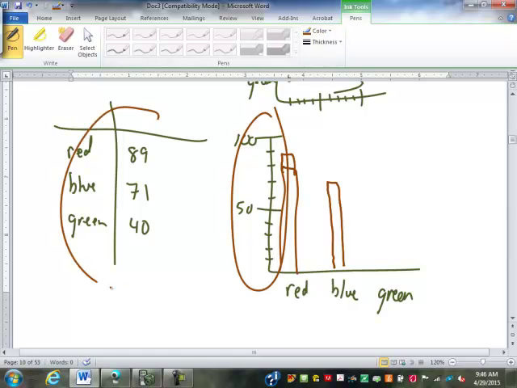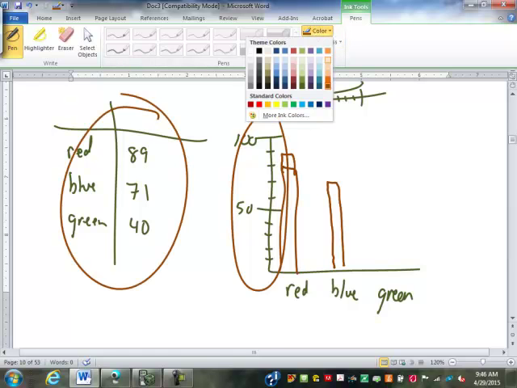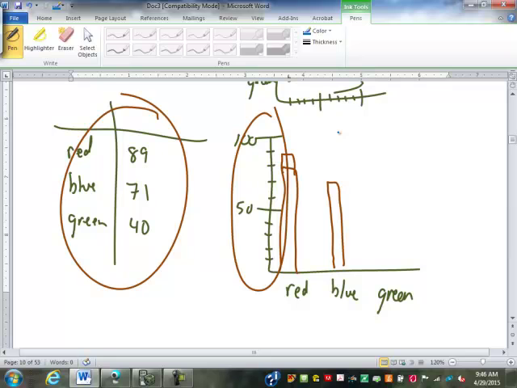So if you want exact numbers, go back to a table of some sort. Other types of graphs.